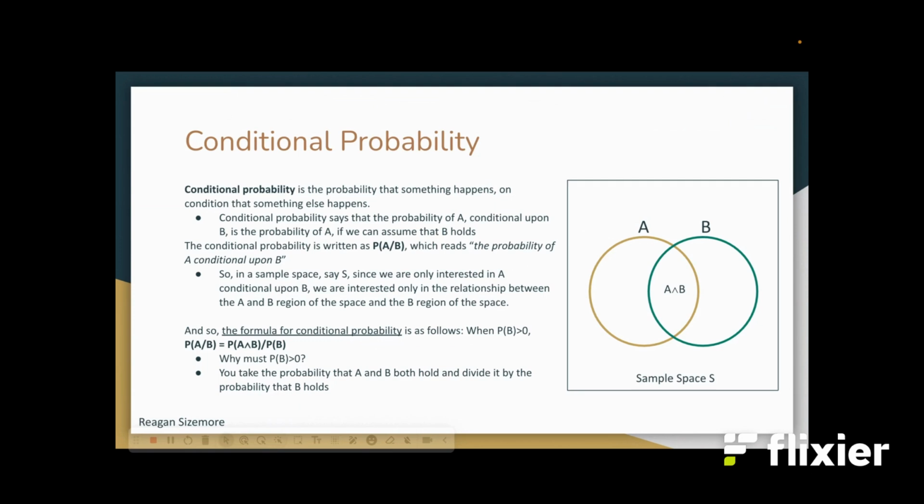Further, how do we calculate conditional probability? Well, the formula follows from the information we just went over. When the probability of B is greater than 0, the probability of A conditional upon B can be calculated by dividing the probability of the conjunction of A and B by the probability of B. You may wonder why the probability of B needs to be greater than 0, and this is simply because you cannot divide anything by 0, and in calculating conditional probability, you must do exactly that.